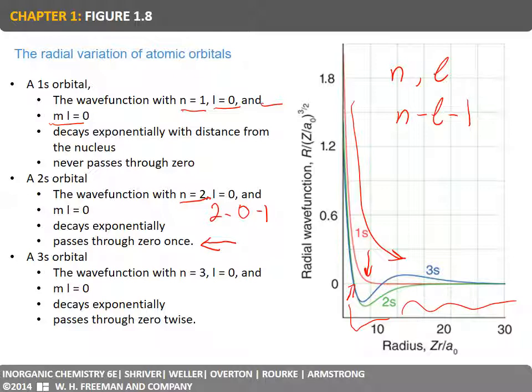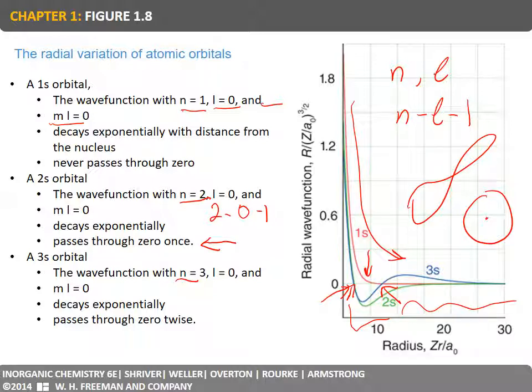The next example is a 3s orbital, where n equals 3, which means we have 2 radial nodes. The other orbitals, such as 2p orbitals, all pass through 0 at the nucleus. Remember this form. S, on the other hand, is round. It has presence at the nucleus.